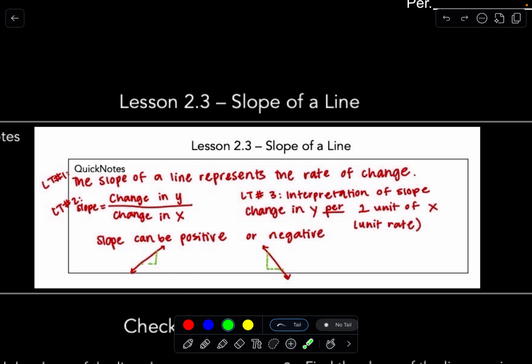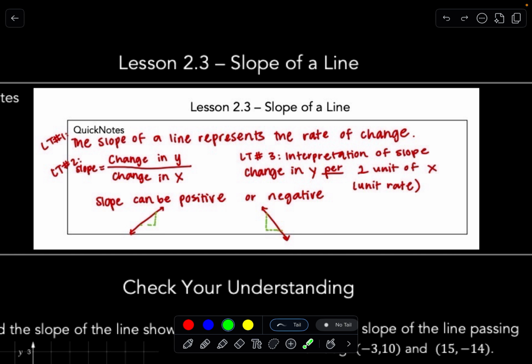Okay. Learning target number 3. Interpretation of slope is change in y per 1 unit of x. Now, slope can be either positive, that means the graph is going up left to right, like climbing a hill, or it can be negative, which means the slope is going down left to right. Okay? Now, don't get confused. It's all about left to right, like you read. So remember that this is defined by left to right.